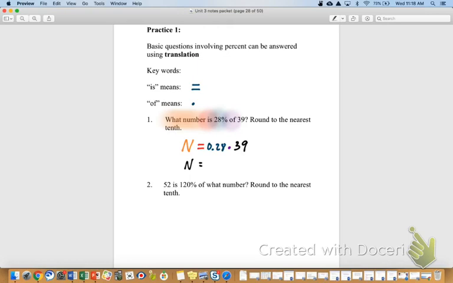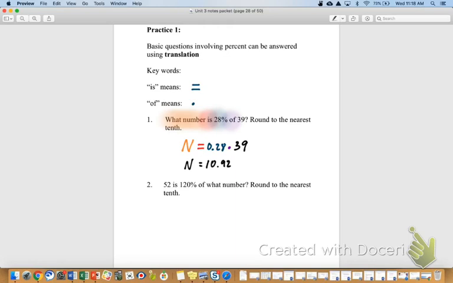Would it make sense to say 11? Is it exactly 11? No, it's 10.92. So it says round to the nearest tenth. So say again, 11 point what? 10.92. Okay, so we bring up a really good point here.